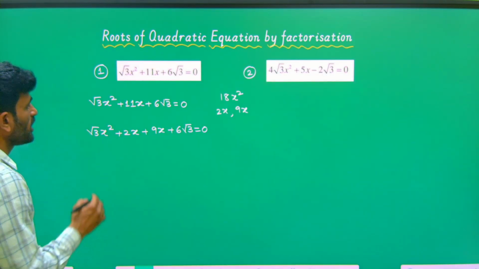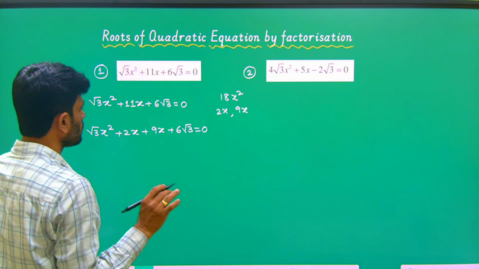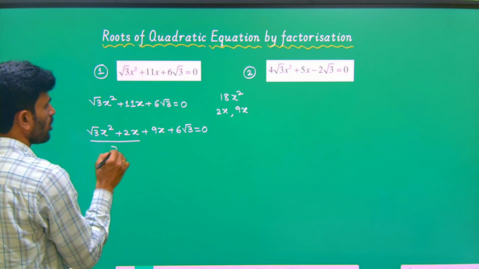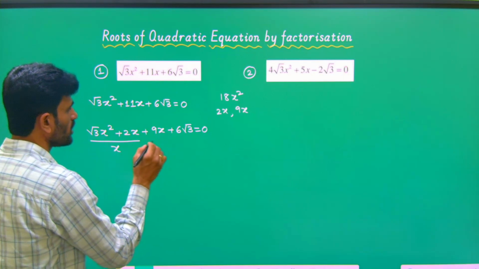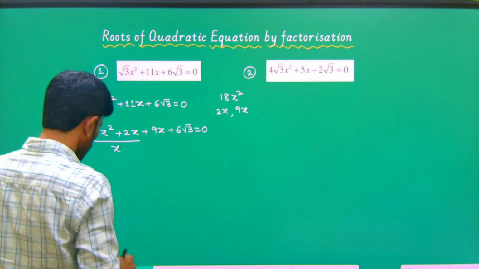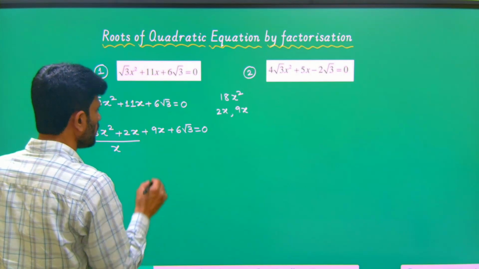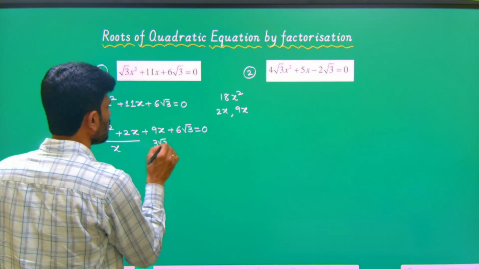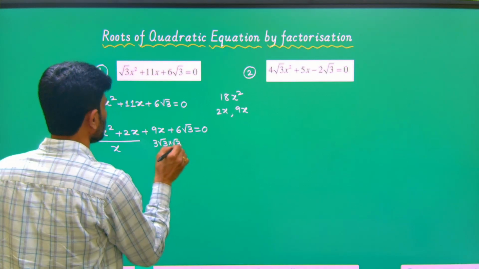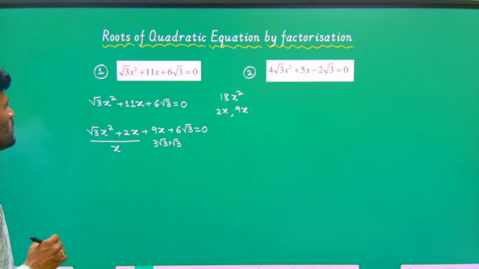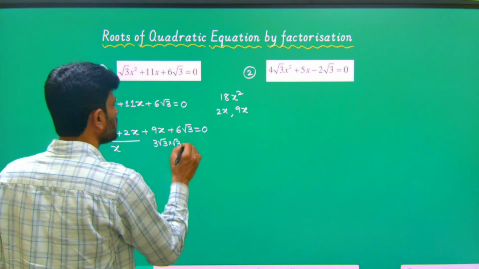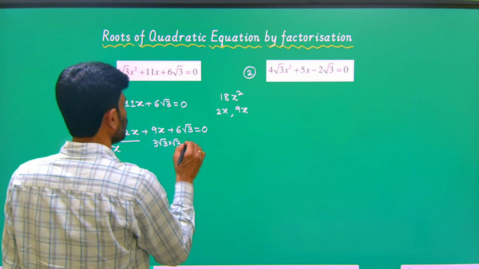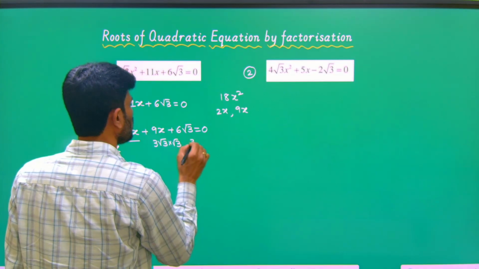Now, what is common in the first two terms and what is common in the next two terms is important. In the first two terms, if you observe, we have only x common. But in the next two terms, we can write 9 as 3 root 3 into root 3, and the next term, 6 root 3, we can write as 3 root 3 into 2.